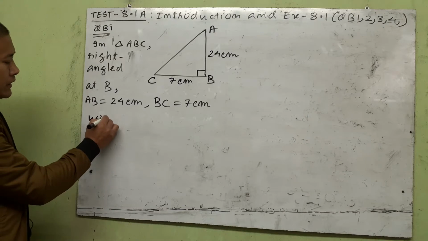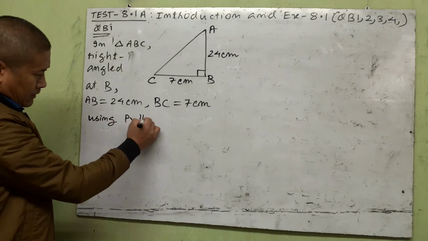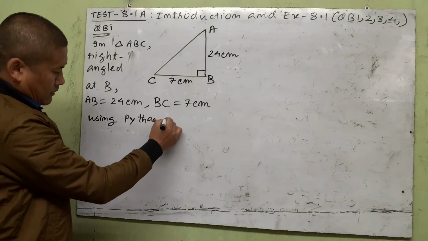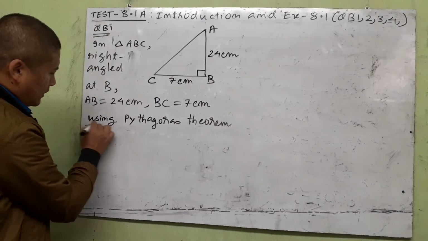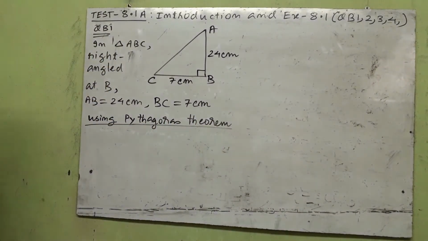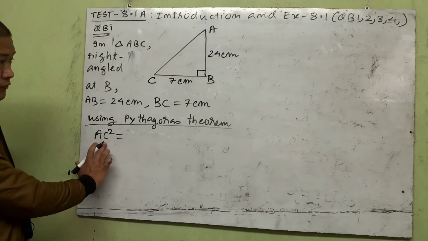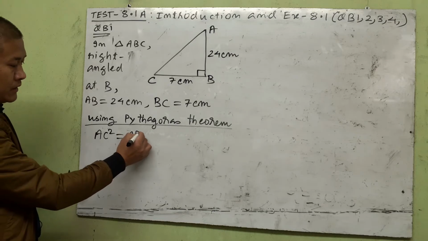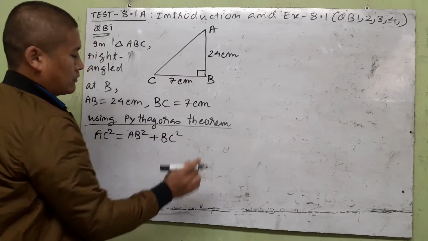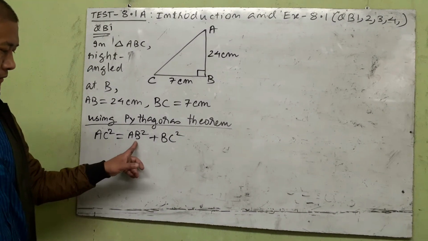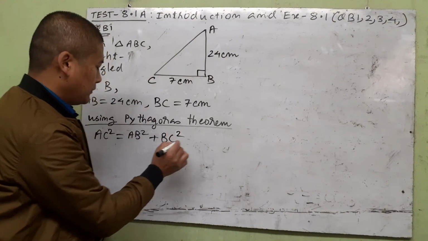So when we have a right triangle and we don't know one side, we can use Pythagoras theorem. Write along with me, okay? By using Pythagoras theorem, the unknown side, which is AC square, just now we discussed Pythagoras theorem, will be equal to what? Yes, AB square plus BC square. Or you can also write BC square plus AB square. That's up to you.